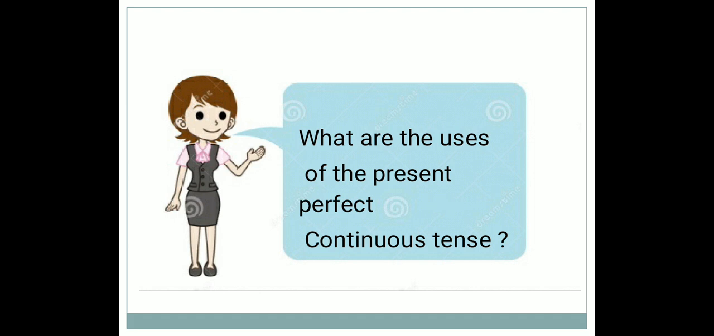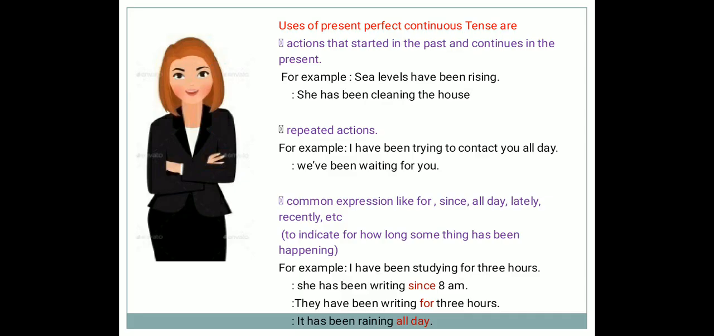Now it's time to learn about the uses of present perfect continuous tense. As I said earlier, you can use it for something that started in the past and continues in the present. For example, sea levels have been rising. She has been cleaning the house.